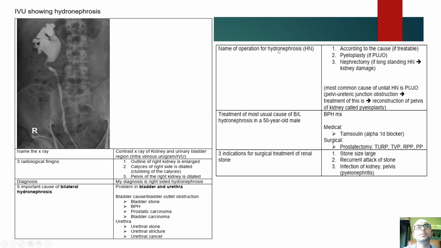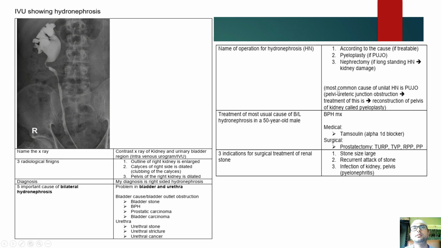So what is the name of the operation for hydronephrosis? What will that be? Because you have to relieve the obstruction. This is the main motto here. According to the cause, if treatable, pyeloplasty, or nephrectomy. Yes, if long-standing hydronephrosis, in that case the kidney is not viable, or kidney function is deteriorated in case of long-standing hydronephrosis. So the kidney must be removed.